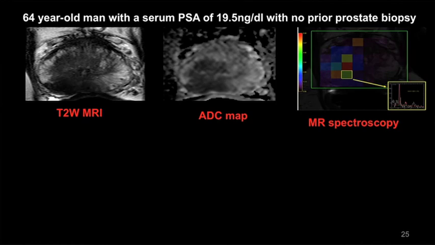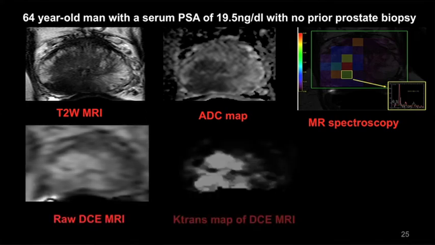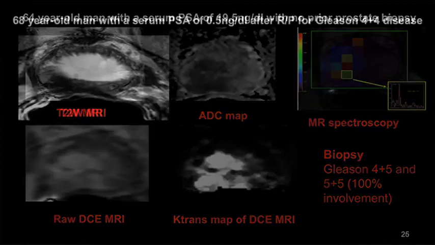It is almost flipped. And the DCE MRI shows high vascularity within that particular lesion, and this is confirmed by the Ktrans map of DCE MRI. So we did a biopsy, which resulted in Gleason 4+5 and 5+5 with 100% involvement. So that was a sample for a high-risk disease.